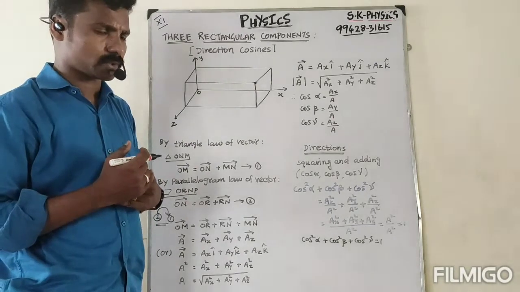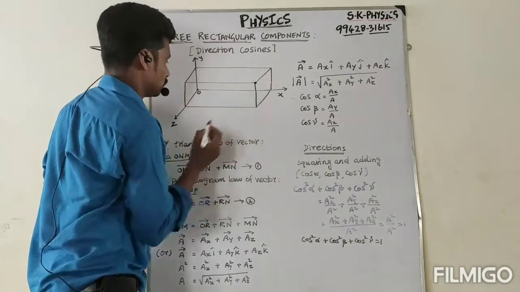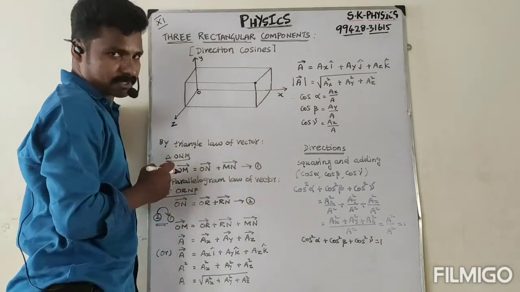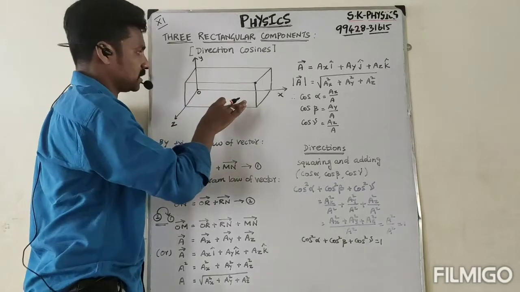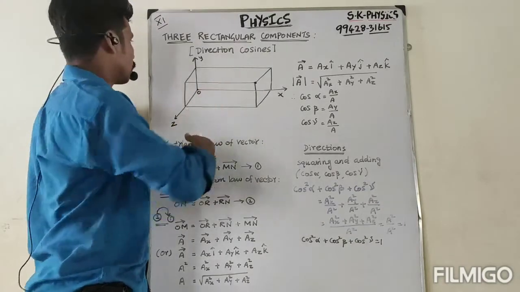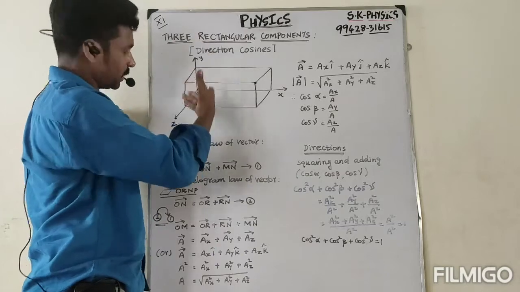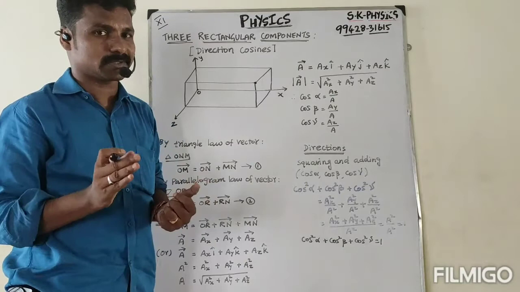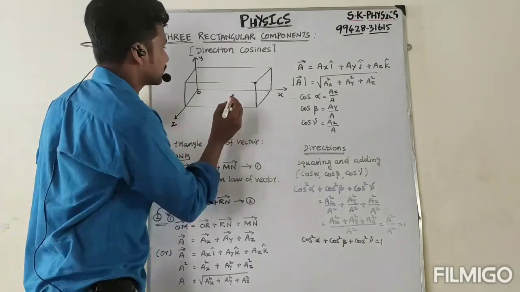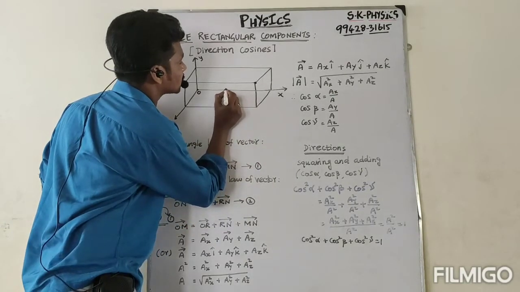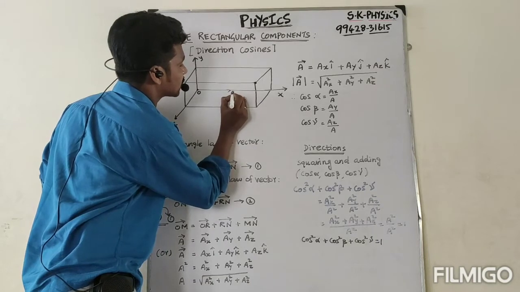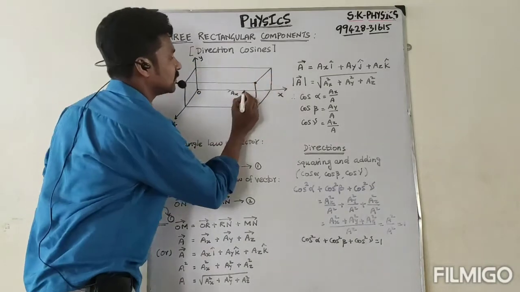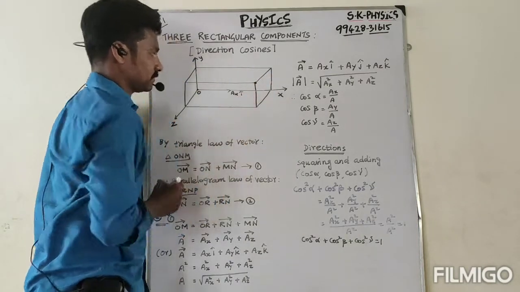For example, this is the x-axis. The x-axis component is Fx, the y-axis component Fy, and the z-axis component Fz. But as I already said, I will change the letter to A. So this is Ax. It is in which direction? X direction, which is represented by i cap.